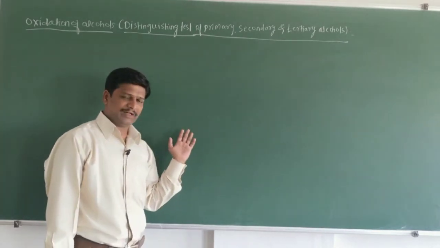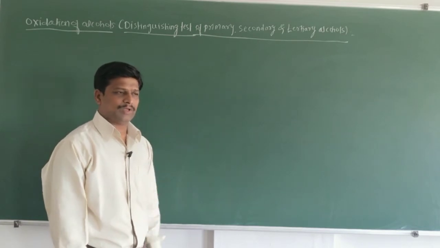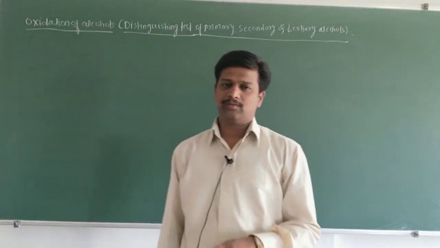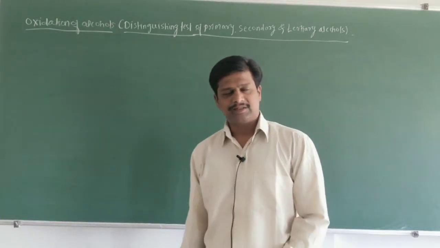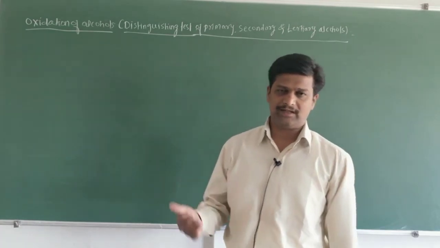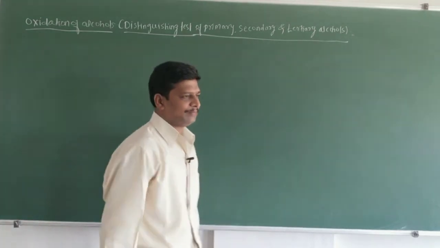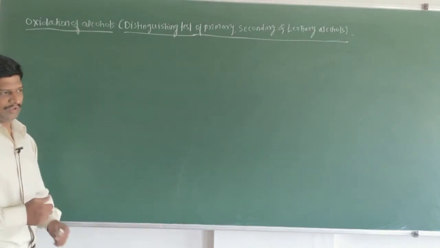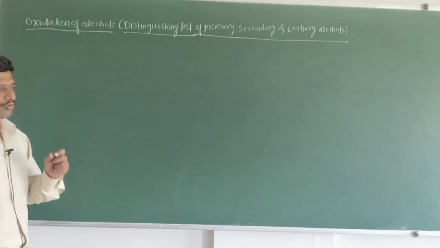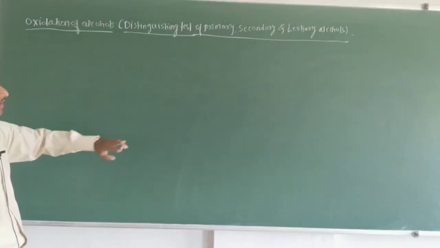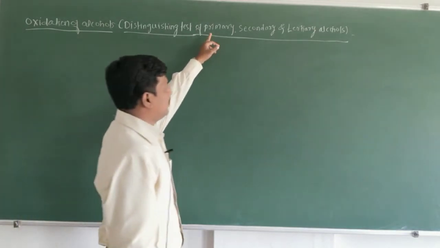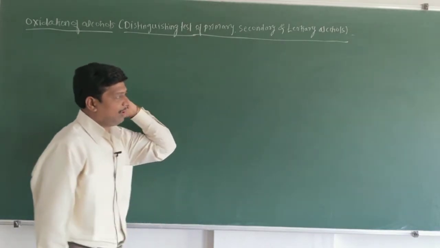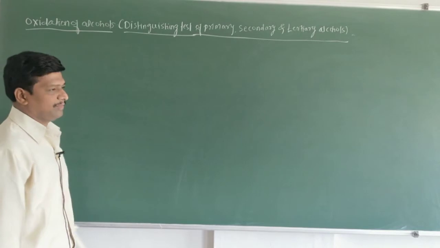But in the previous reaction, the dehydration of alcohols, the order of reactivity was the opposite: tertiary alcohols are greater than secondary alcohols, and secondary alcohols are greater than primary alcohols. But here, primary alcohols are greater than secondary, which are greater than tertiary. This means the oxidation of alcohols depends upon whether the alcohol is primary, secondary or tertiary. So this is all about the heading, oxidation of alcohols.